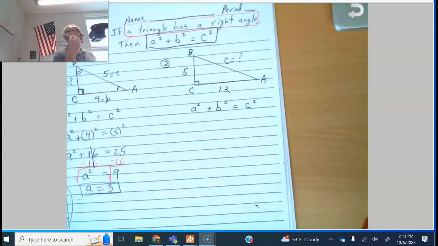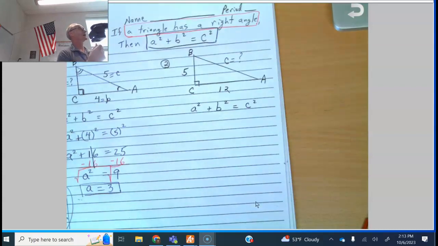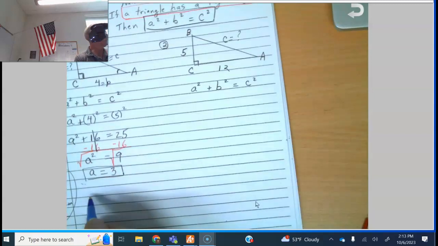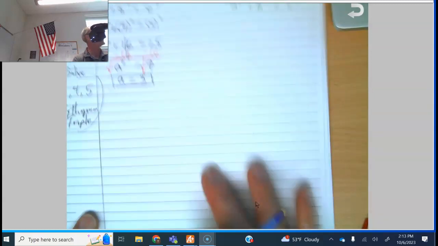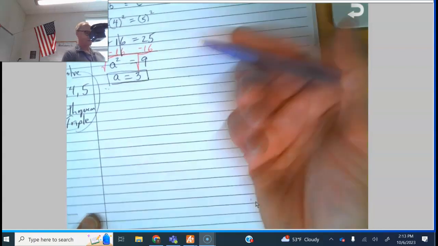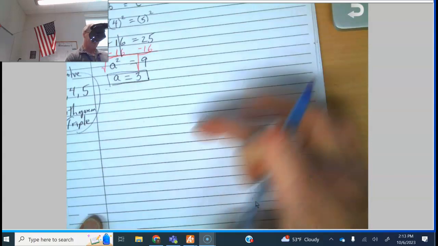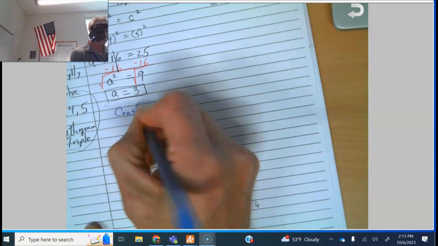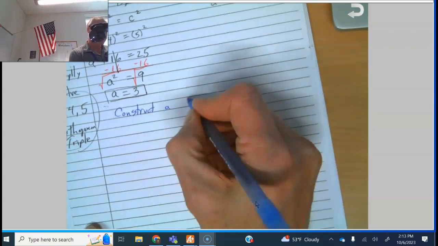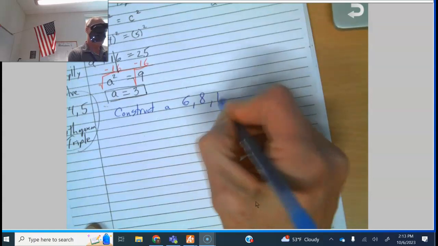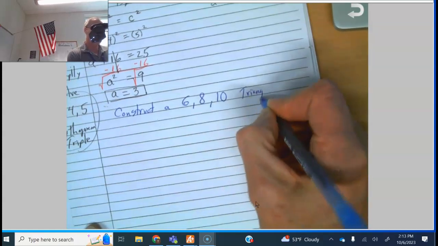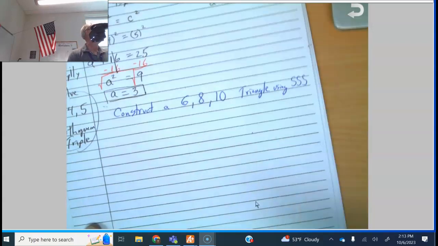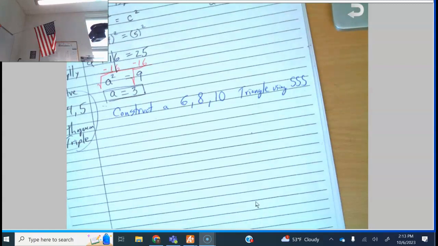What I'm going to have you all do, you are going to construct a triangle that has sides 6, 8, and 10. So at the very bottom of your paper, you should have about maybe a half a page left, maybe a little less. Doesn't matter if it's less than a half. As long as you have about this much space, you're okay. We are going to construct a 6, 8, 10 triangle using side, side, side. We're going to use the three sides of the triangle to make it.